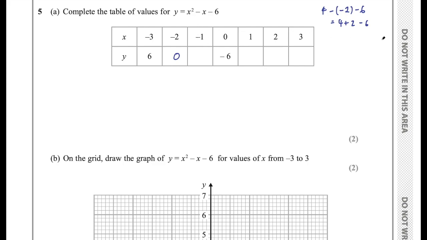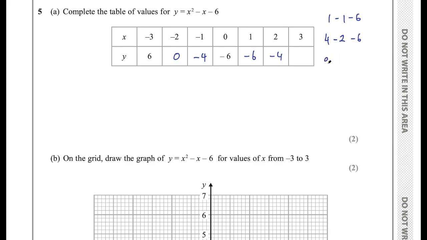And then -1 squared is 1. Take -1 take 6. This is going to be 1 plus 1 take 6. So that's 2 take 6. That'll be -4. And then plugging 1 in. And you can rub these out as you go if you like. It doesn't really matter. You don't need these for the marks. So 1 squared take 1 take 6. That's going to be 0. Take 6. That's -6. And then 2 squared is 4 take 2 take 6. That's 2 take 6. That's -4 again.